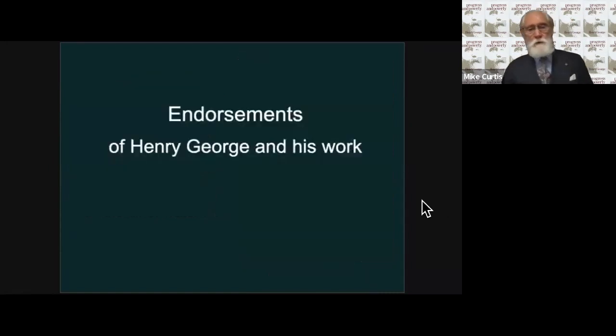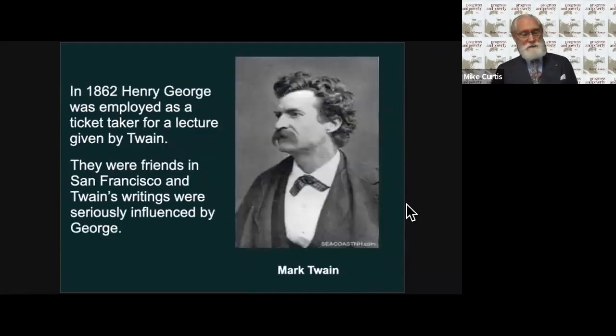And there were many people who endorsed Henry George in his work, and Mark Twain, who in 1865 employed Henry George as a ticket taker for a lecture he gave. They were friends in San Francisco, and if you've ever read his works, you'll see that Twain was very much influenced by Henry George.